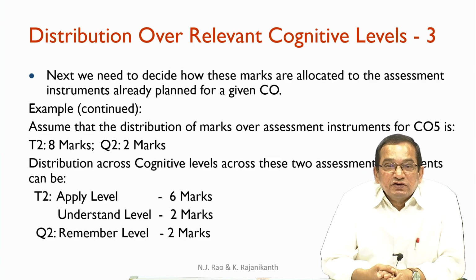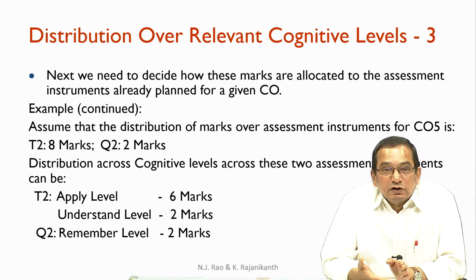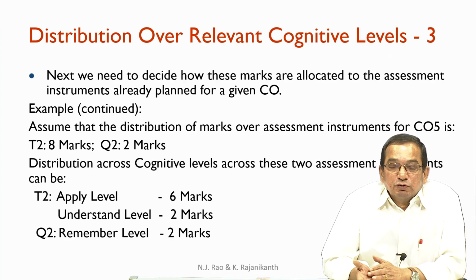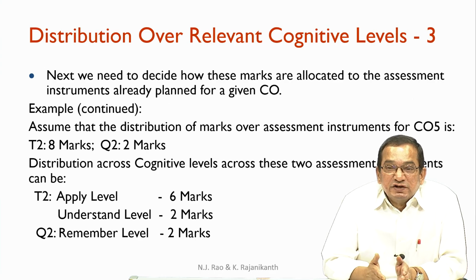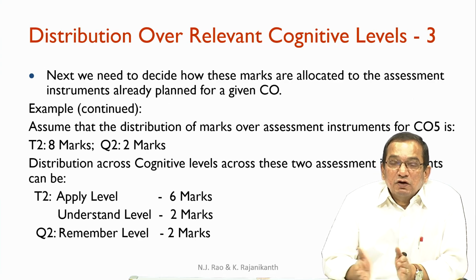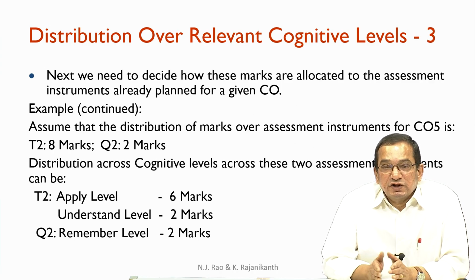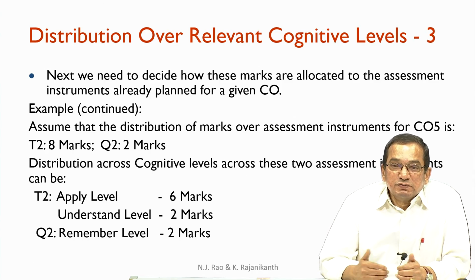Then we need to decide, the next major issue is that having decided on the distribution of marks to different cognitive levels, we need to decide how these marks are allocated to the assessment instruments already planned for a given CO. For a CO, we already have decided what are the assessment instruments which should address that CO. Now, we already have decided how many marks to be allocated to that CO at what cognitive levels. Now, the final decision is how are these marks to be distributed over the assessment instruments.